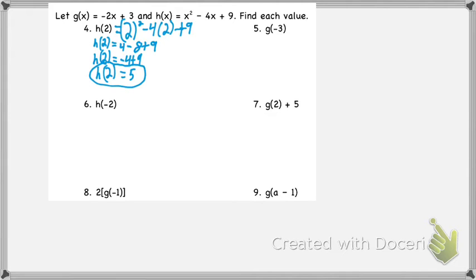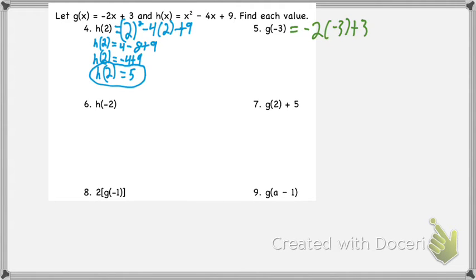Let's look at number 5. G of negative 3. Where do I think I'm going to plug this negative 3 into? The G. I'm going to use my G of x, the negative 2x plus 3. So it's going to be negative 2 times what? Negative 3. Very good, Reagan. Plus 3. I want you guys to go ahead and finish this one off. Finish number 5 off. All right, let's talk about this one.